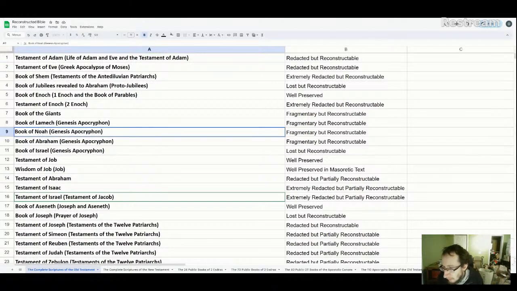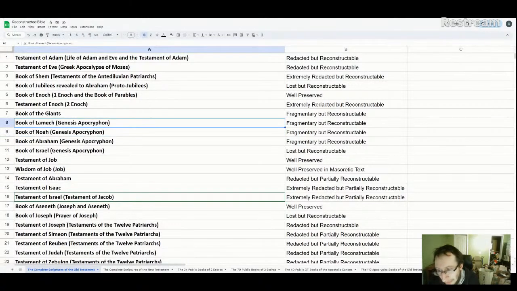People might read the Book of Noah from the fragments of Genesis Apocryphon and say, I wish we had this book in full. Well, we're going to have the book in full because I can take what we have and reconstruct it almost perfectly. It's not going to be exact word for word what the original text said, but it's going to be fairly close to the full Book of Noah. What we're missing, Book of Lamech is going to be a little bit more tricky to reconstruct.